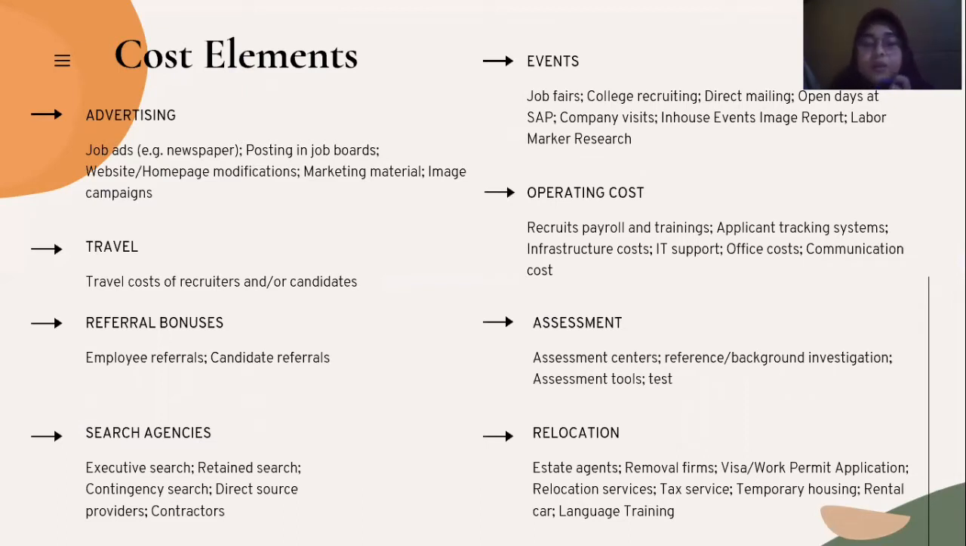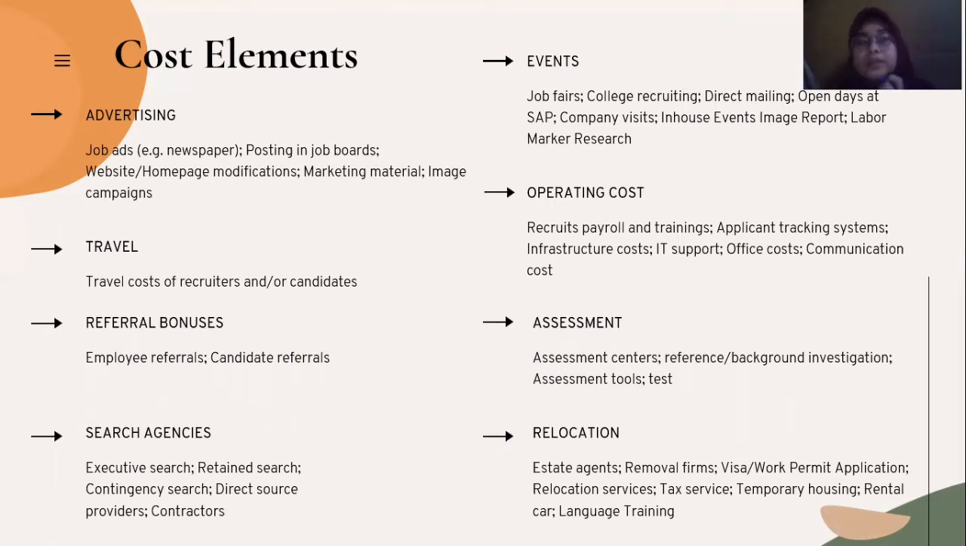The last is relocation: real estate agent, removal firms, visa or work permit application, relocation service, tax service, temporary housing, rental car, and also language training. So that's about my part.